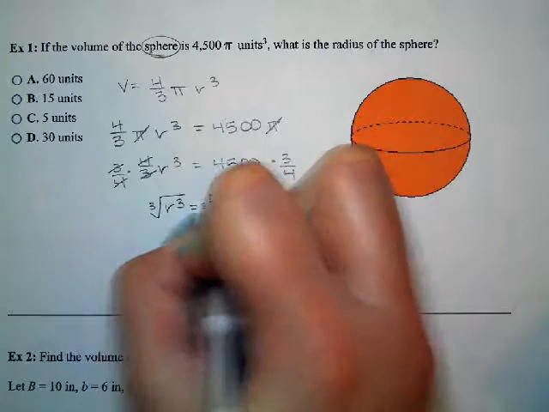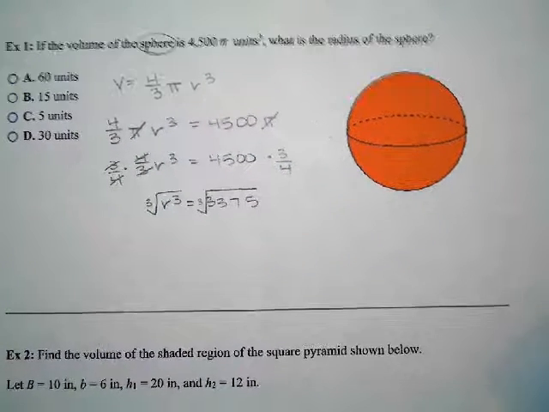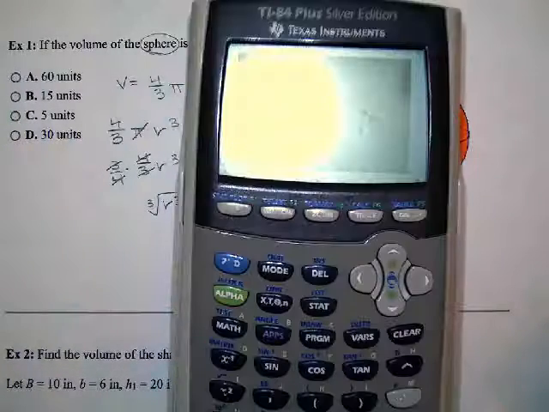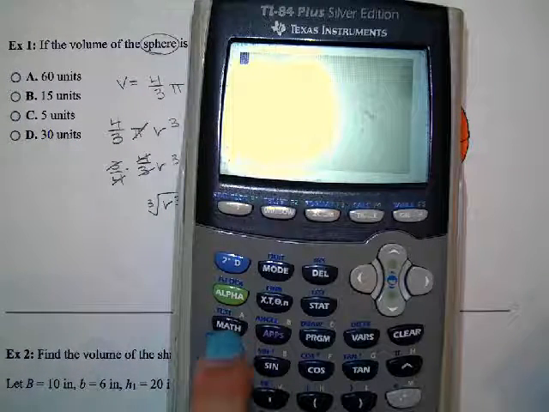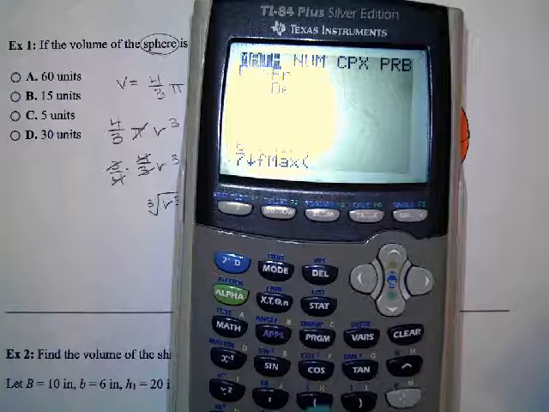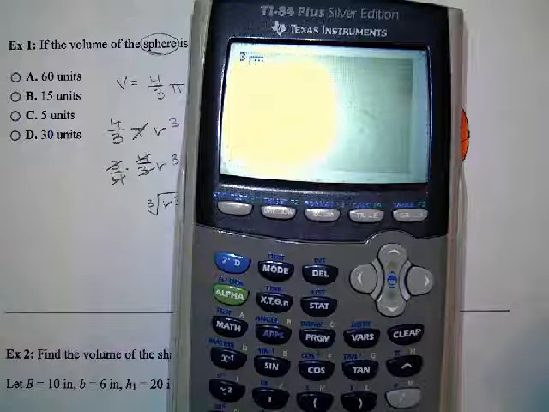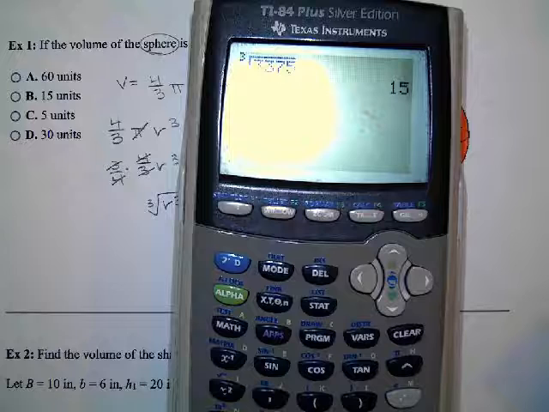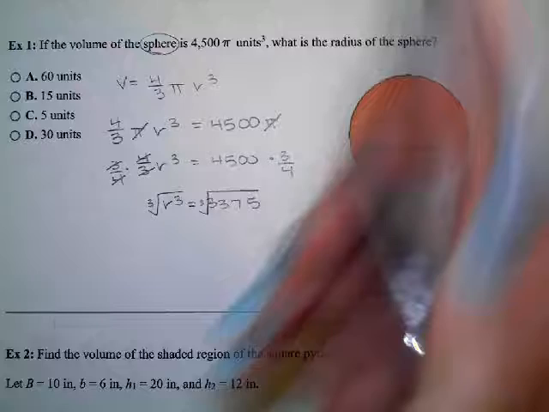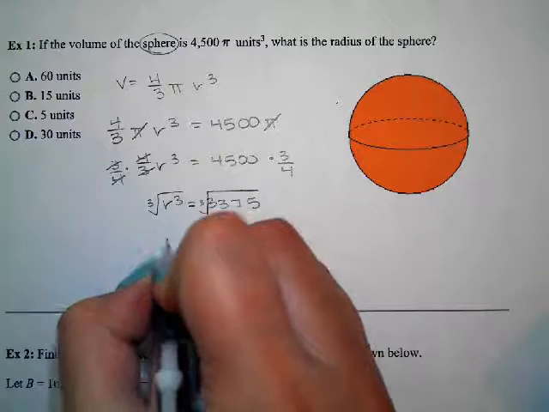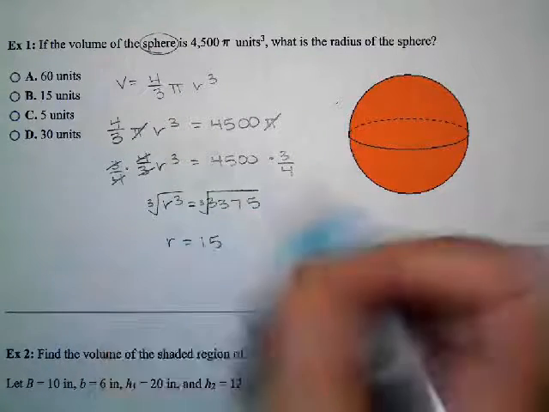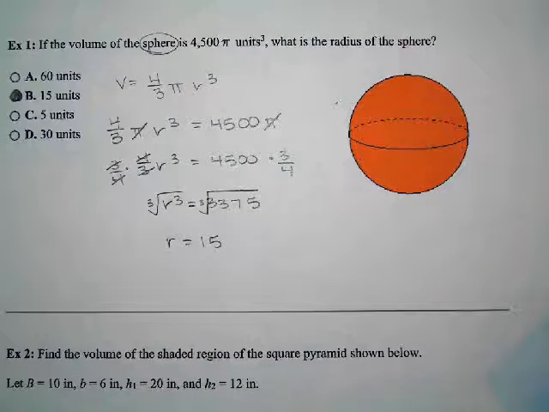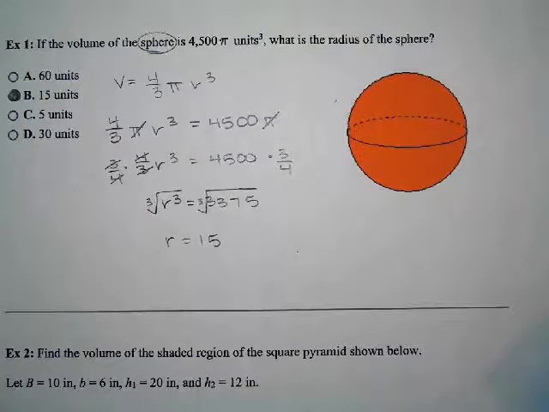So now the third root. To do a third root on your calculator, you just have to hit the math button. So right here, hit the math button, number 4. So 15. That was a perfect cube. Who knew? Okay. So that was pretty easy.